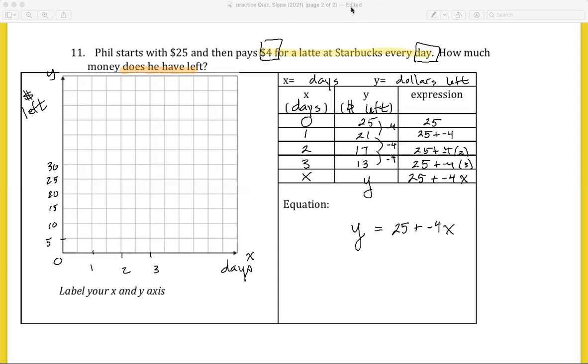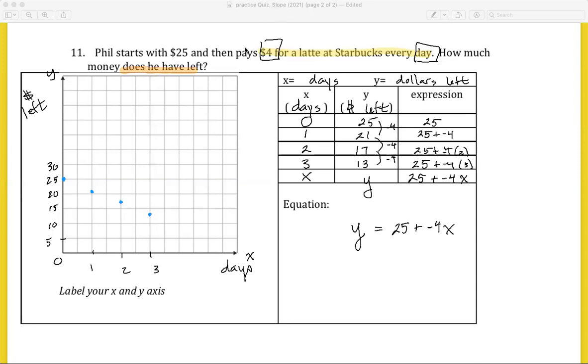Let's use blue. So this point right here, 0, 25. I go to 0 on X and I go up to 25 for Y. That's a point on my line. 1, 21. I go over to 1. I go up to 21, which is going to be right above 20. That's a point on my line. 2, 17. I go over to 2. I go up to 17. Well, that's 15. 17 is a little less than halfway. And 3, 13. So over to 3 and then up to 13, which is a little bit below 15.